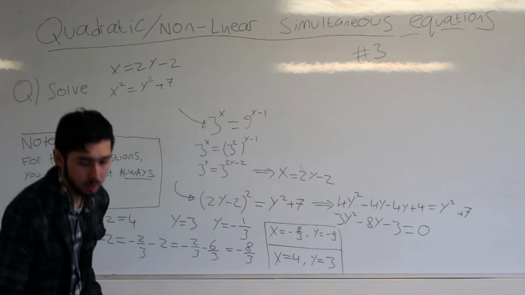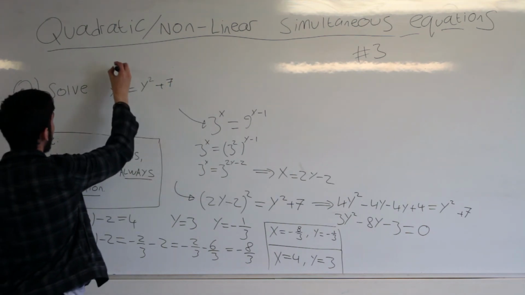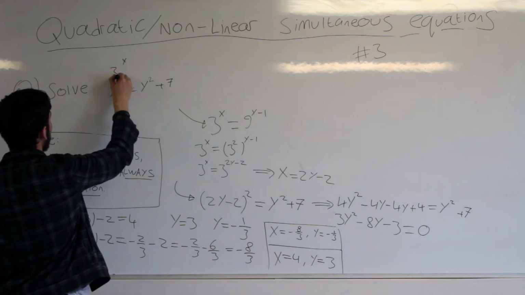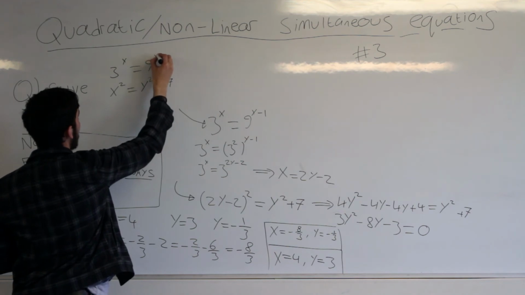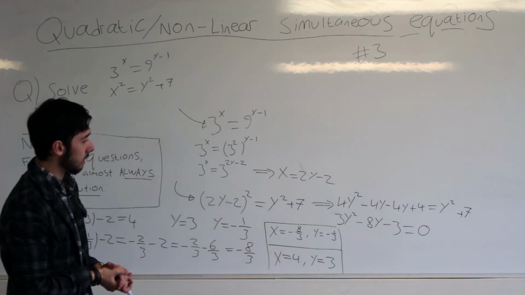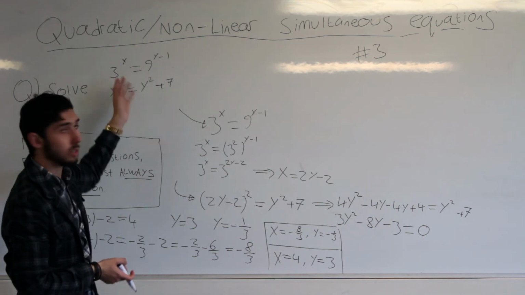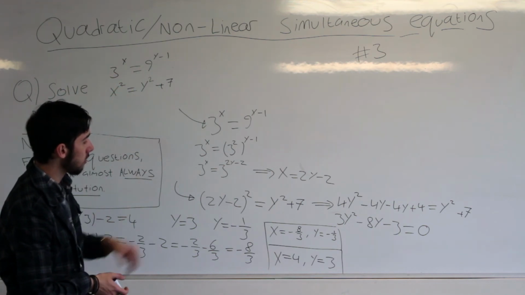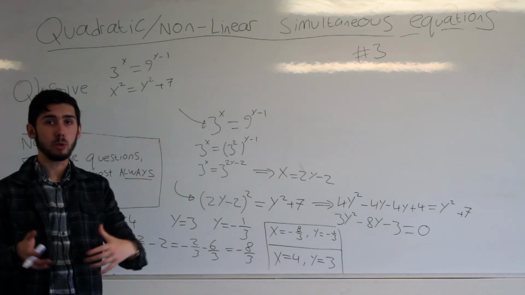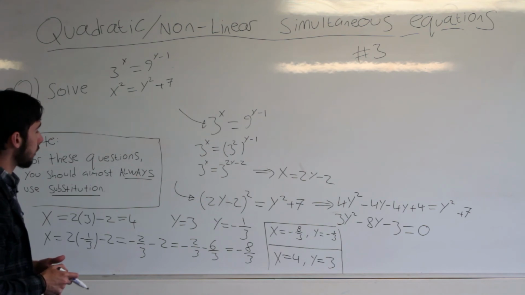Both of these equations, in fact, the equation, this is what we started with, right? 3 to the x equals 9 to the y minus 1. That was the equation we started with, remember? If you were to substitute x as minus 8/3, y as minus 1/3 into both of these, they would both be satisfied. If you were to substitute x as 4, y as 3 into either of these, they would also both be satisfied, okay? So there are two intersections on this graph, okay?